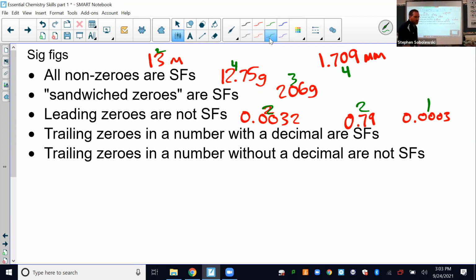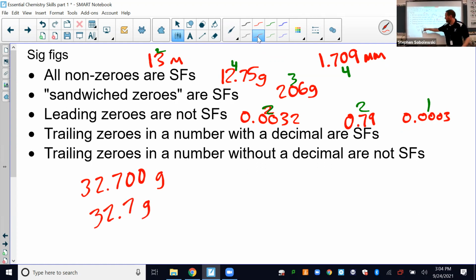Trailing zeros. Trailing zeros are definitely the trickier ones. Notice there's 2 rules. Trailing zeros in a number with a decimal are sig figs. Trailing zeros in a number without a decimal are not sig figs. Let me address the purpose of those zeros to kind of make sense with this. A number with a decimal with zeros at the end, 32.700 grams. What role do those zeros really have? I mean, in math, they're not really necessary because 32.7 grams is the same as 32.700 grams in a mathematical or a theoretical sense. But in science, there is a difference.